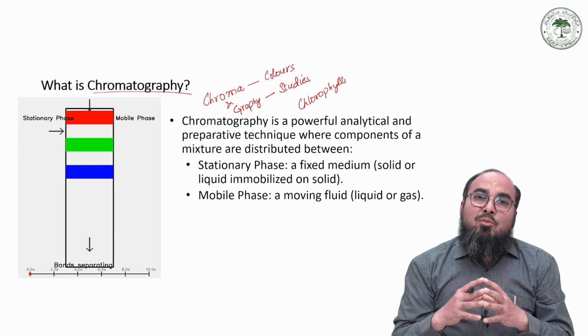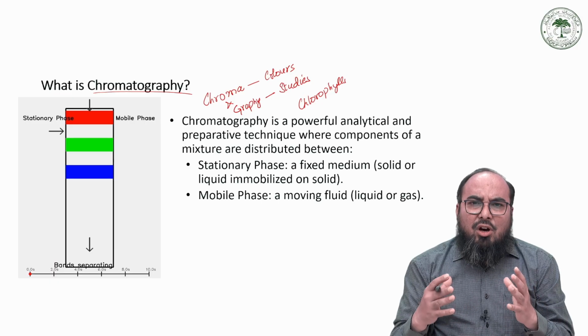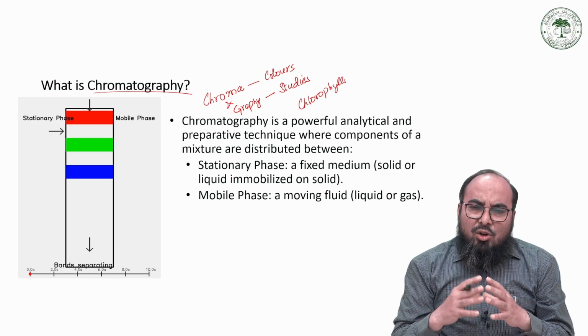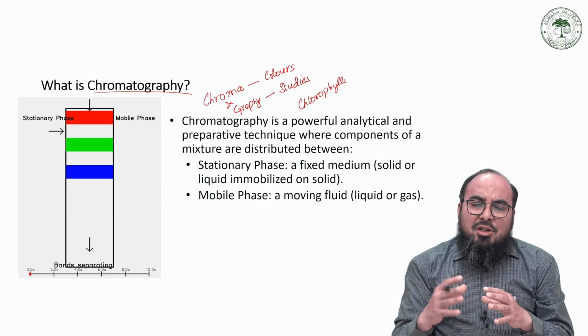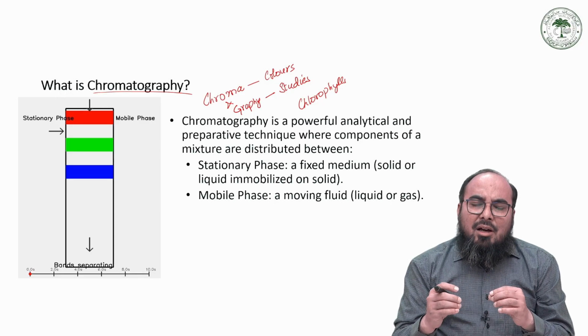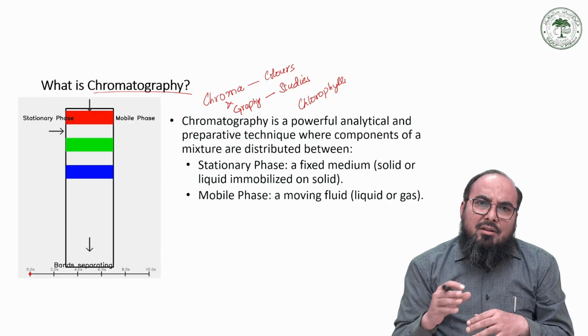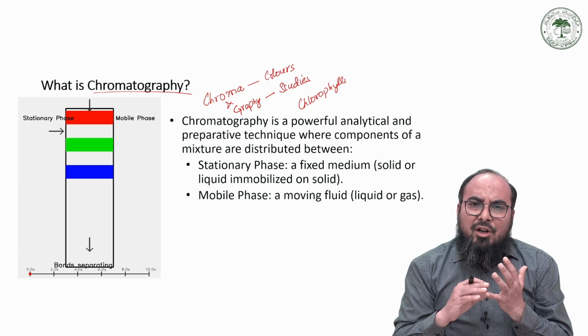Similarly, we will be using the mobile phase. The mobile phase may be defined as a solvent. This solvent may be in a liquid state or sometimes gaseous, by which you mix the compound which is to be separated, and by using the mobile phase you separate it on the stationary phase. That is, the partition, or the separation of different constituents, occurs on the stationary phase.